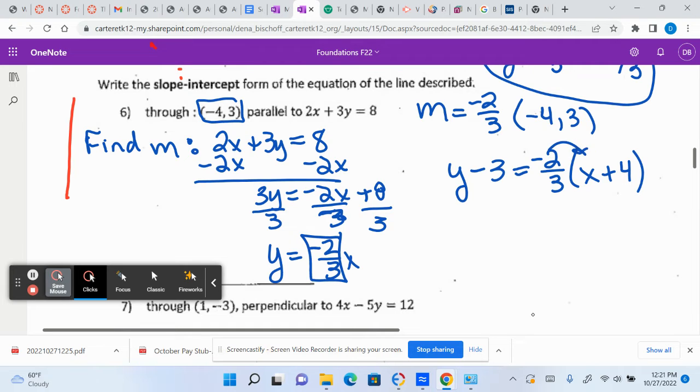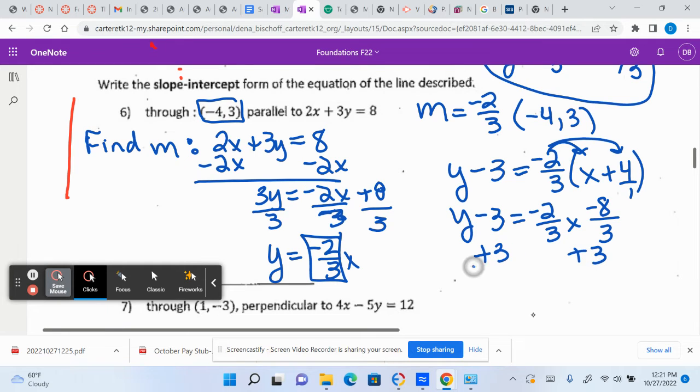Distribute. Yeah, you guys are going to become masters at this. Good job. So y minus 3 equals negative 2/3 x. Negative 2 times 4 is negative 8. 3 times 1 is 3. I'm going to add 3 to both sides. So y equals, Miss Calculator, it is 1/3.